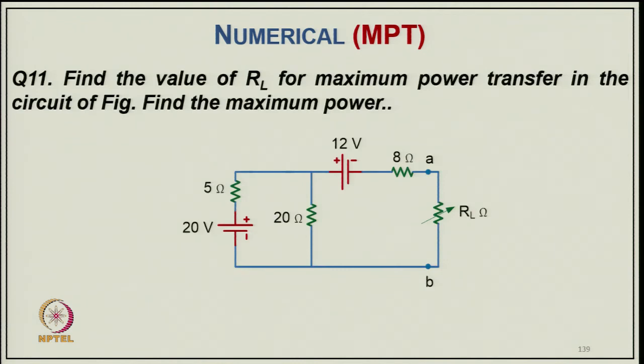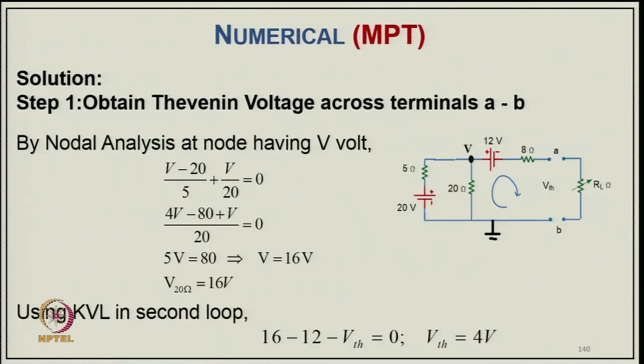Now, coming to another example of the maximum power transfer theorem: find the value of RL for maximum power transfer in the circuit. Here we have RL and two voltage sources with a 3 ohm resistance. So, again we have to find the Thevenin equivalent. The voltage is typically found by nodal analysis: V minus 20, divided by 5, the current flowing through here, plus V by 20, equal to 0. From which we get V equal to 16 volt.